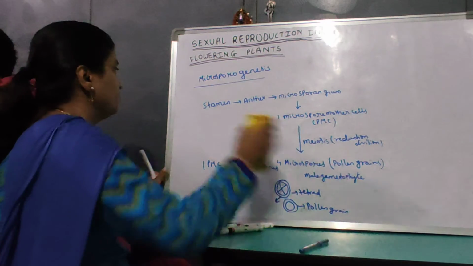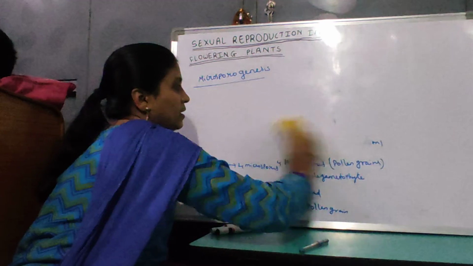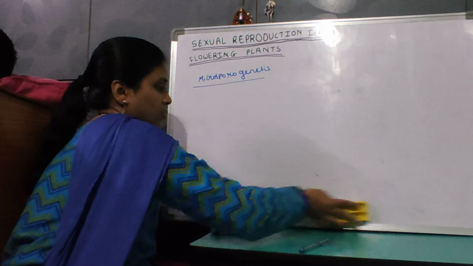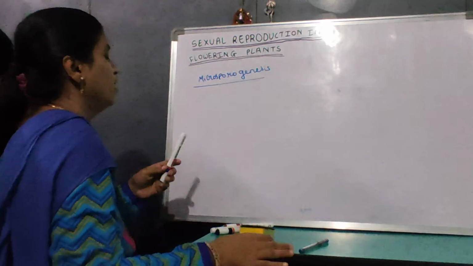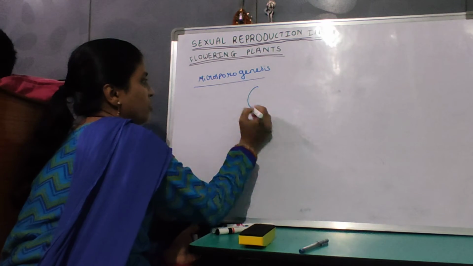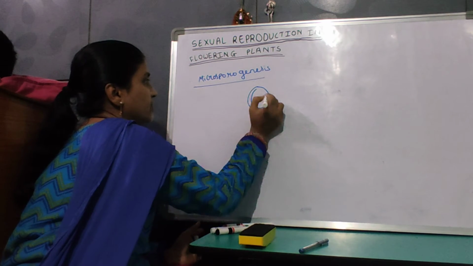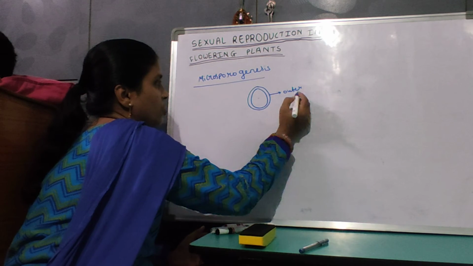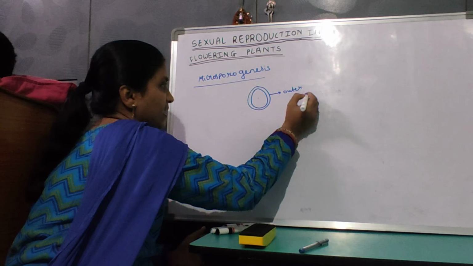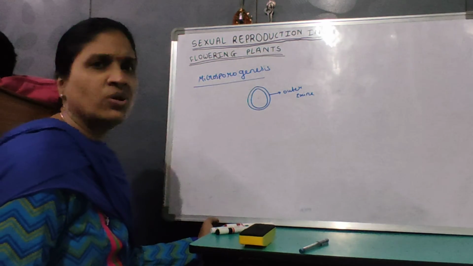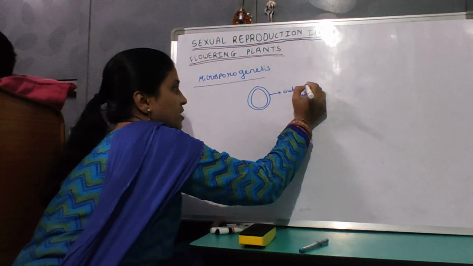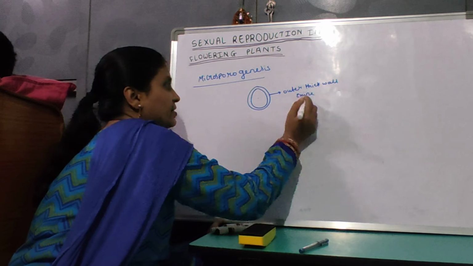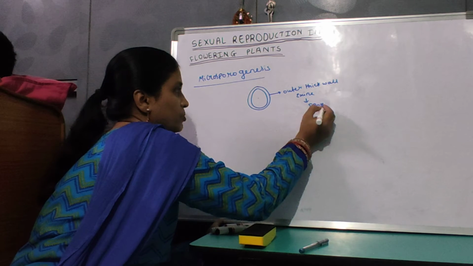This pollen grain is somewhat spherical and it is covered by two layers. The outer wall layer is called as exine. It's somewhat thick and it is an outer thick wall. It is called as exine and it is made up of sporopollenin.